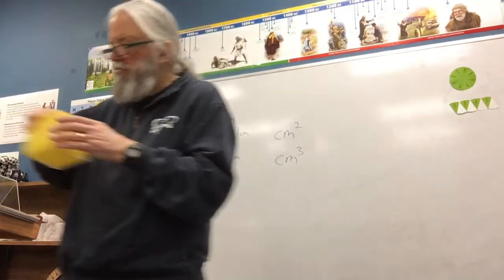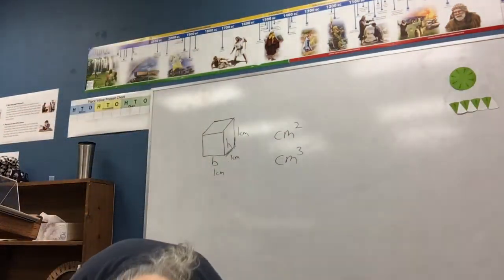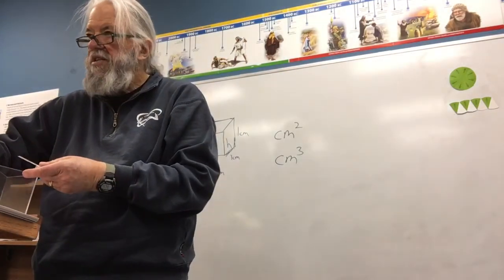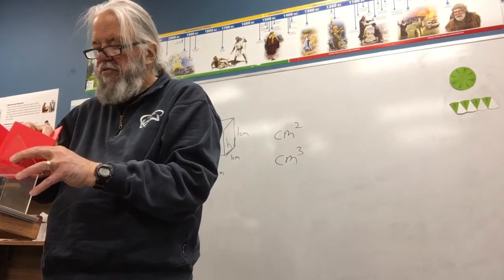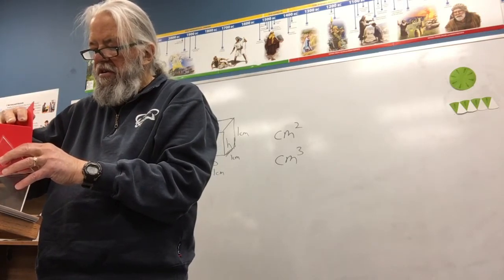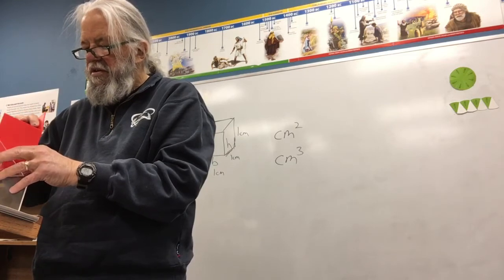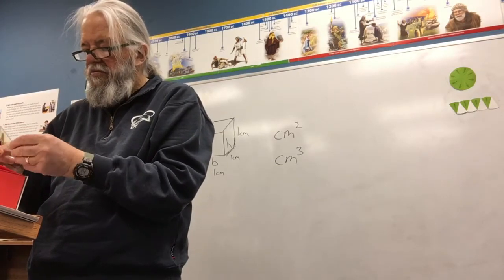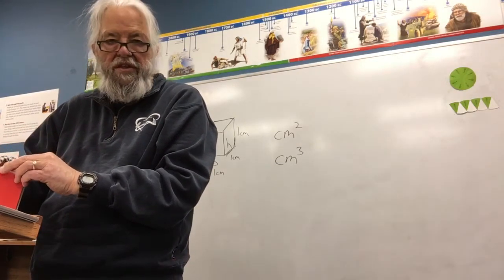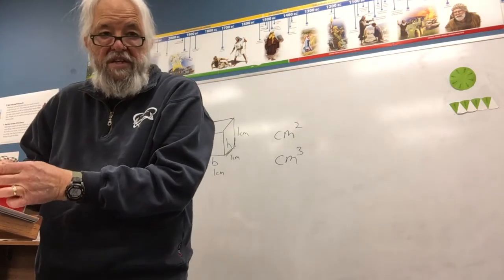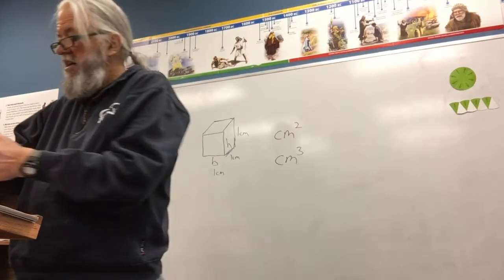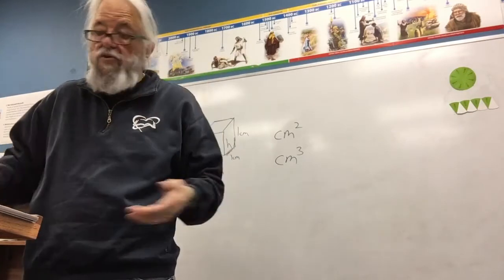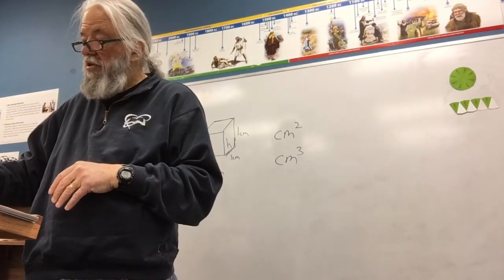Okay, so again, think of when we were doing area, the area of a rectangle was length times width, and the area of a triangle was 1/2 the length times the width. So once you have the area of the base, you also then take that times the height. And so that is the area of the base times the height. And that will give you your cubic units. That will give you the volume.